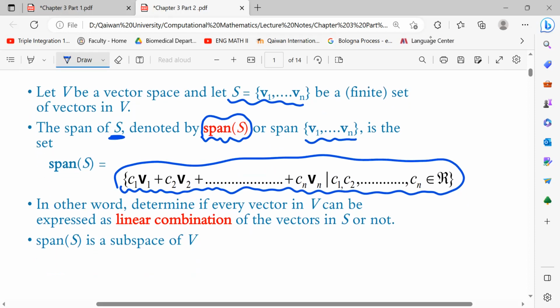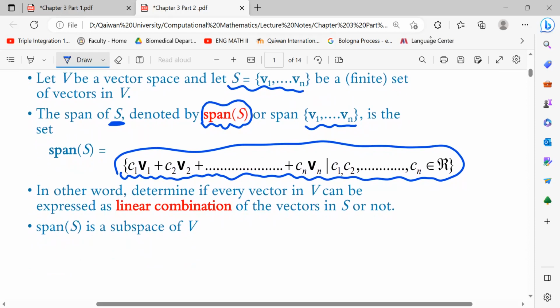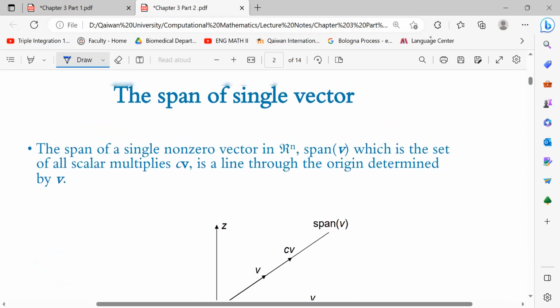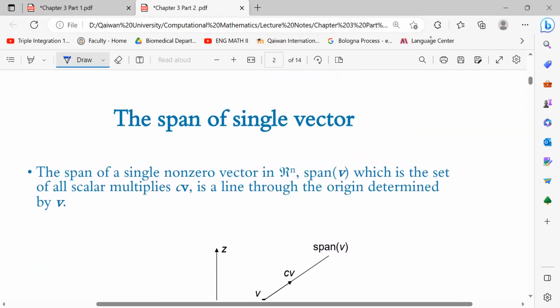In other words, we determine if every vector in V can be expressed as a linear combination of vectors in S or not. If the vectors in V can be expressed as linear combinations of vectors in S, we say span S is a subspace of V. Here, in solving examples, it will be much clearer.